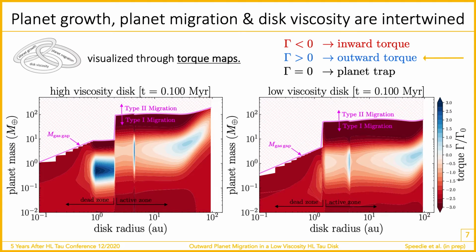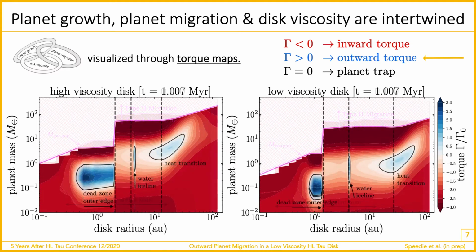For planet masses that are above the gas gap opening mass, a planet will leave the type 1 migration regime. We show that here with the pink cross-hatching. The drop between the dead zone and the active zone is a consequence of the drop in alpha. And if you compare these two torque maps, you can see that there's also an overall shift downward in planet mass in the low viscosity case, and that's important.